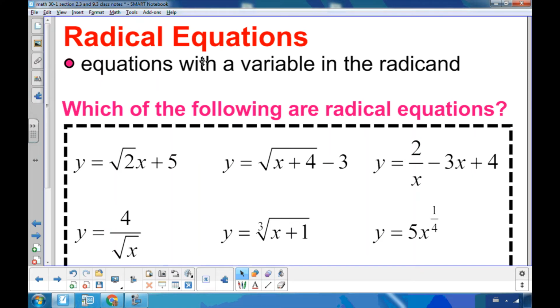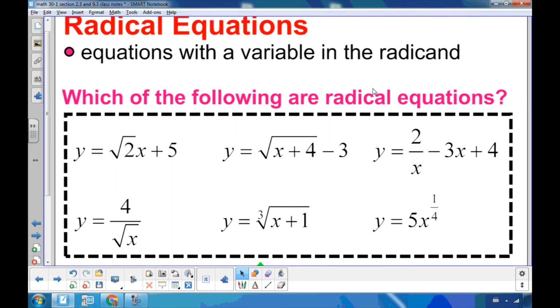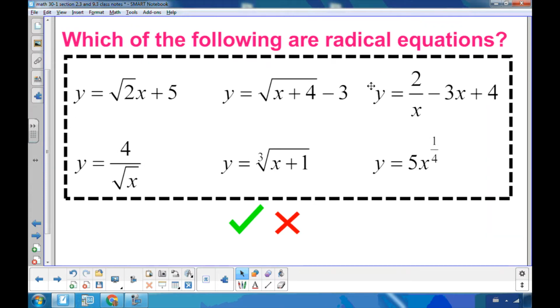Equations that have a variable in the radicand are called radical equations. I want to know which of the following are radical equations, so let's go through one at a time. This first one is not a radical equation because only the 2 is underneath the root sign. The second one is a radical equation because the radicand contains my variable. This one here has no root, so it is not a radical equation.